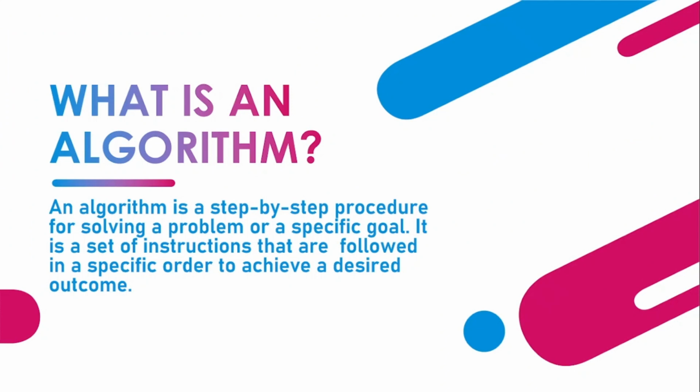Our journey to understanding sorting algorithms starts from understanding what an algorithm is. By definition, it is a step-by-step procedure for solving a problem or achieving a specific goal. It is a set of instructions that are followed in a specific order to achieve a desired outcome. So, let's understand algorithms with a real-world example.